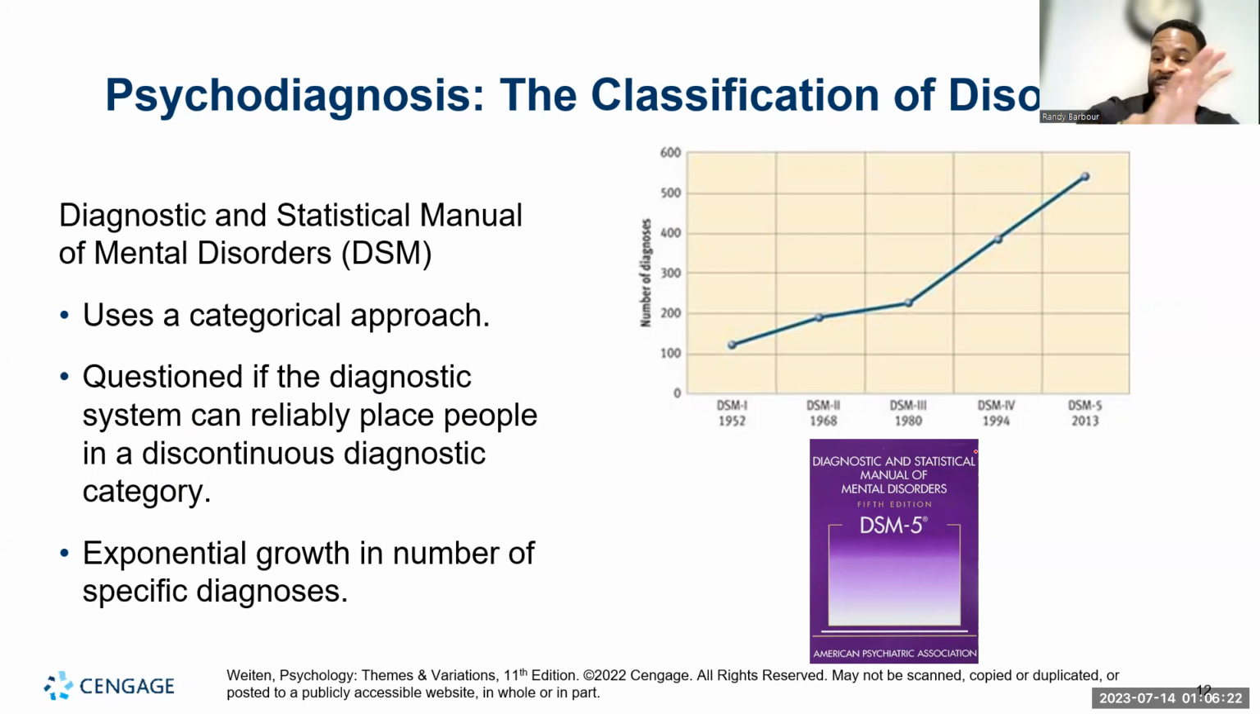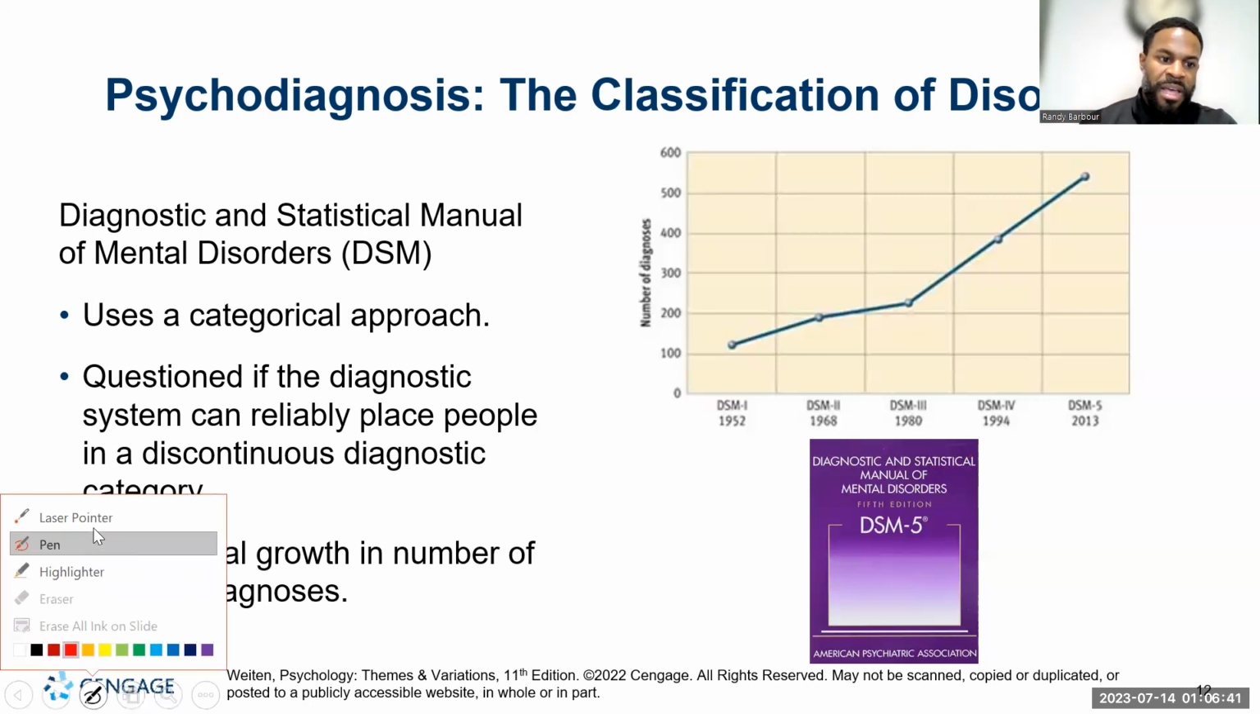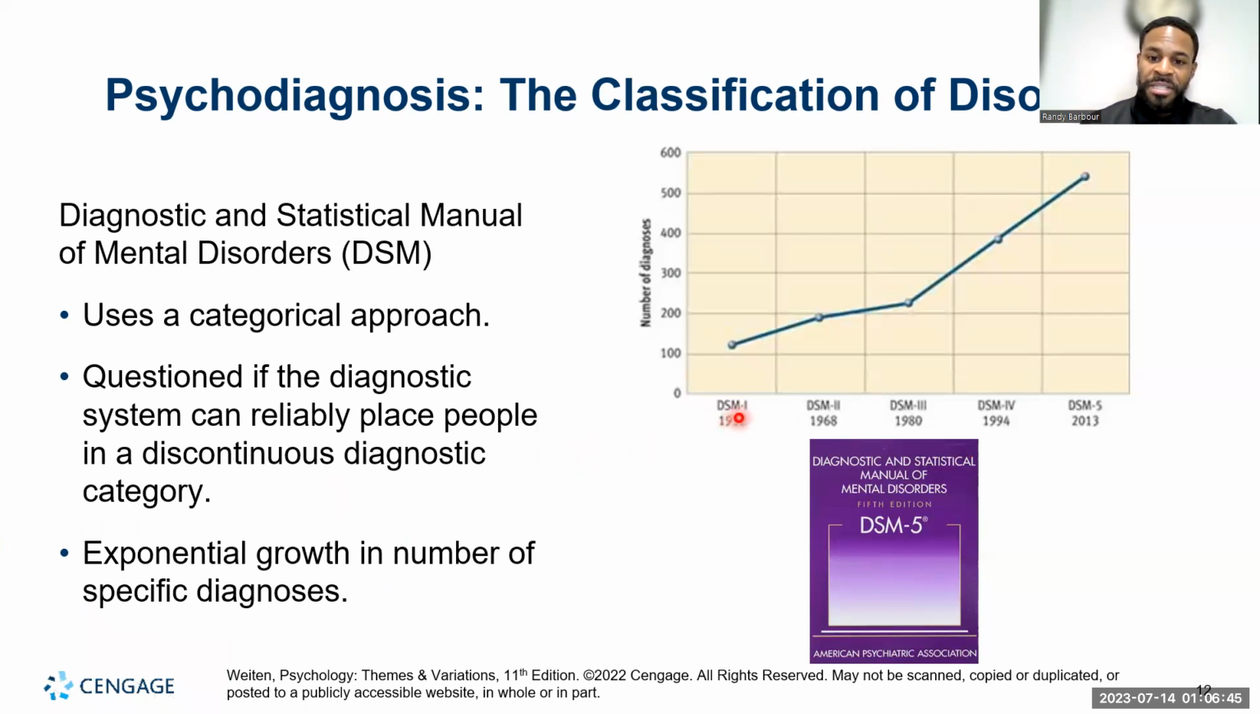And those psychological disorders fall into a lot of subcategories. We'll only cover a few in this lecture for time's sake. But again, I think there are about 20 different subcategories, and then there are specific diagnoses in each of those categories. If you look at the chart here on the screen, you see that in 1952, with the first version, DSM-1, there were a little over 100 specific diagnoses, right? And then over time, there was exponential growth in the specific diagnoses. We went from a little over 100 to almost 550 diagnoses now in 2013.